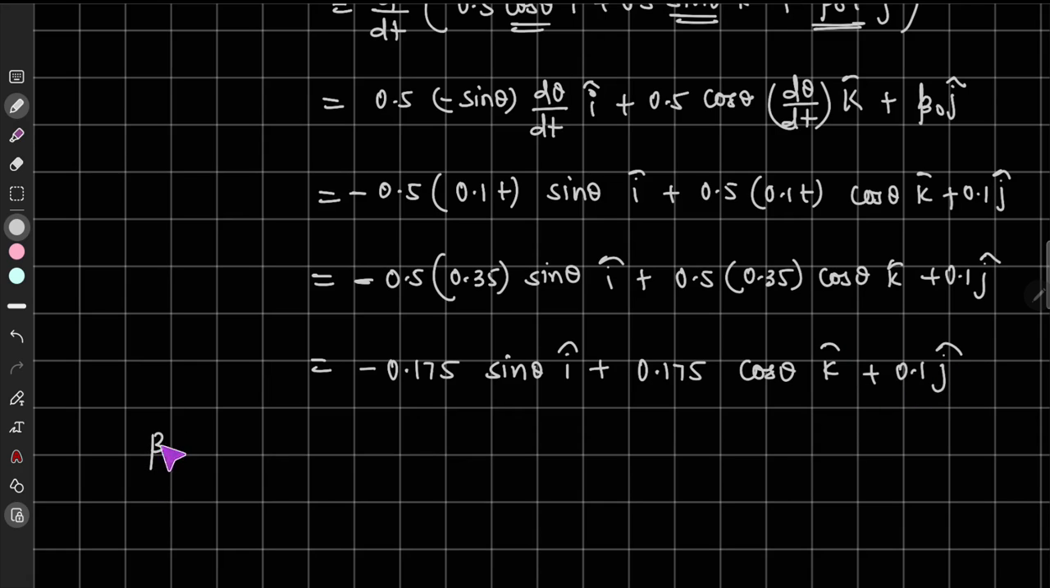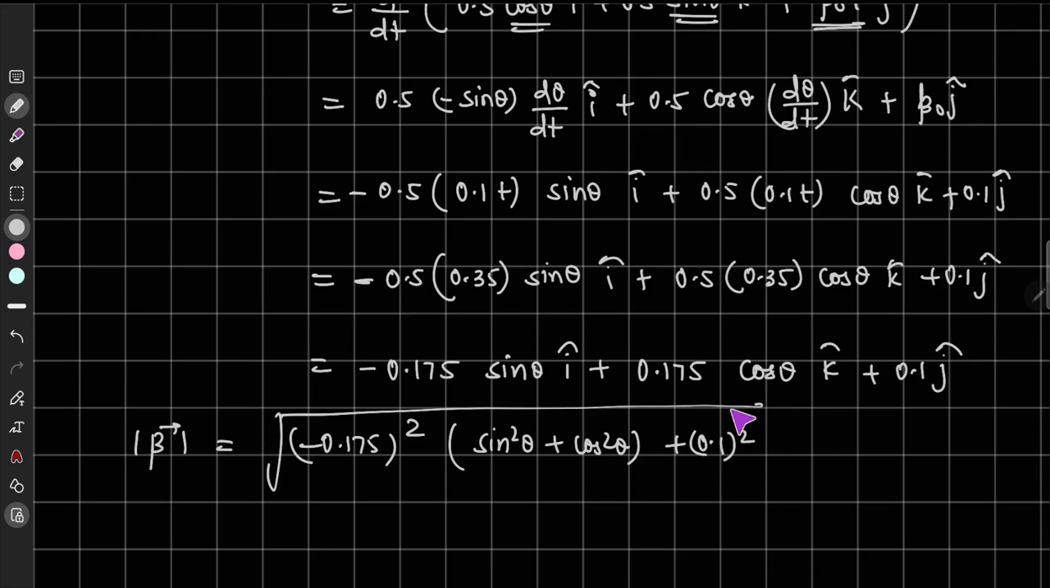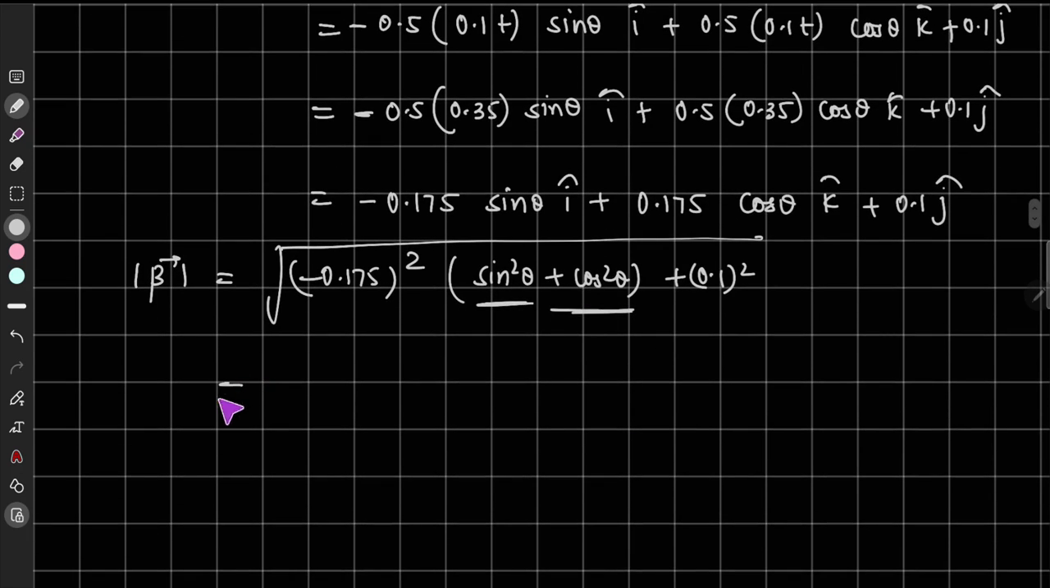So the magnitude of angular acceleration we can find as the square root of 0.175 whole square times sin square theta plus cos square theta, plus 0.1 whole square. As sin square theta plus cos square theta is equal to 1, from here we will get 0.2 radian per second square.